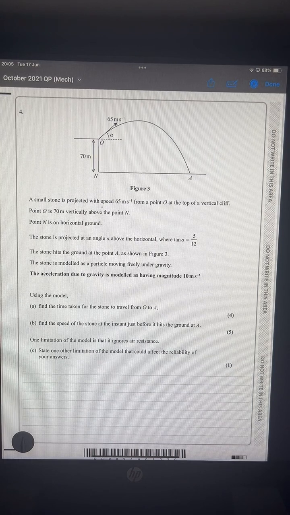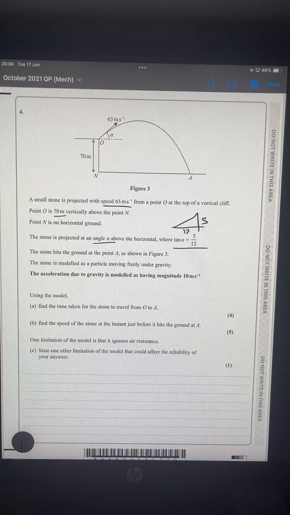A small stone is projected with a speed 65 meters per second from O at the top of a vertical cliff. It is 70 meters vertically above point N, and N is on horizontal ground. It is projected at an angle alpha above the horizontal, where tan alpha is 5 over 12. So that's 5, 12 there. This is a 5, 12, 13 triangle, which is also another combination they like to do.